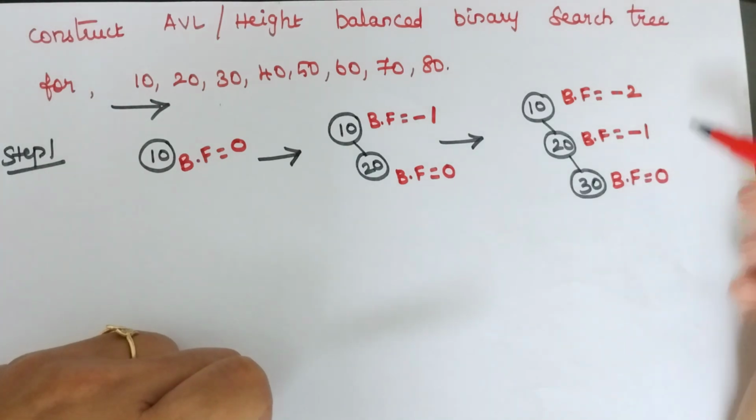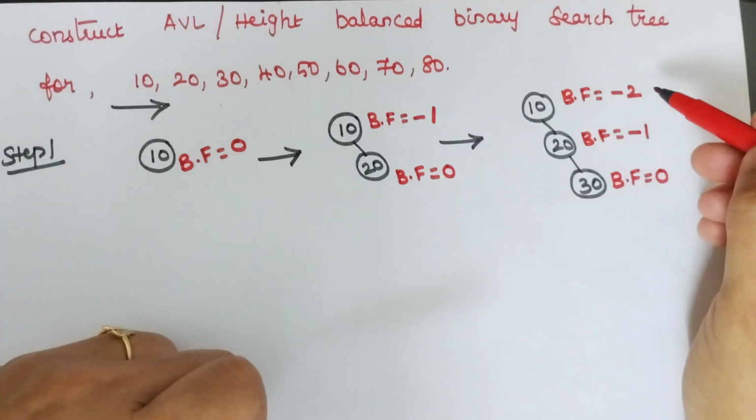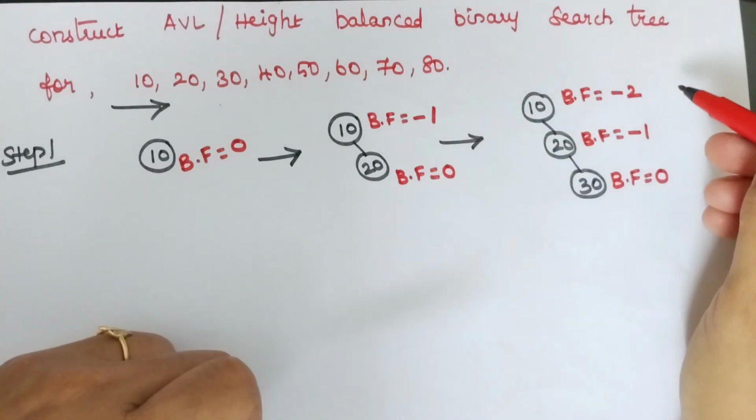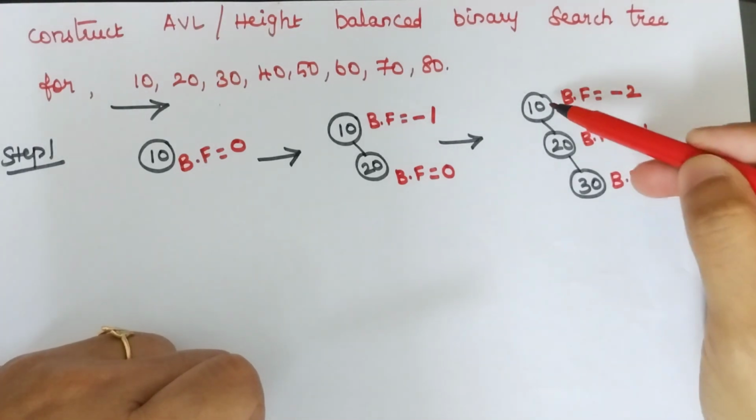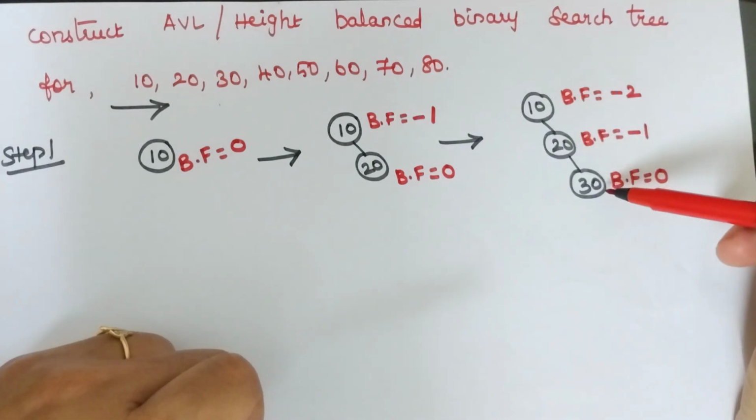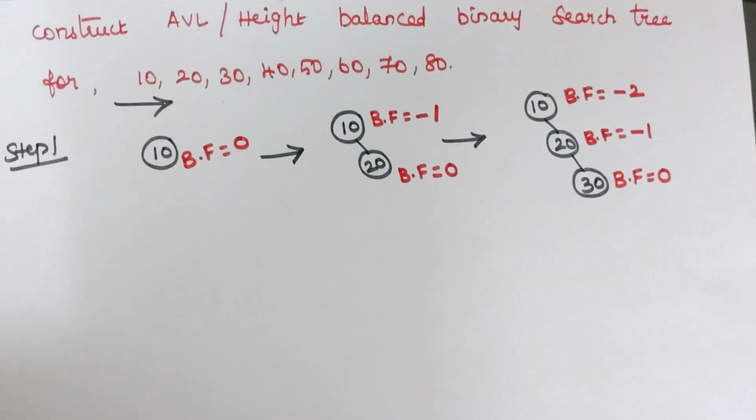Here it is balanced, here it is balanced, but in this node it is unbalanced. If the tree is unbalanced, then we need to perform rotations to balance the tree. Check the structure of the tree. What is the structure of the tree? Here it is right skewed. Whether it is left or right, if it is a skewed tree, you have to apply a single rotation.